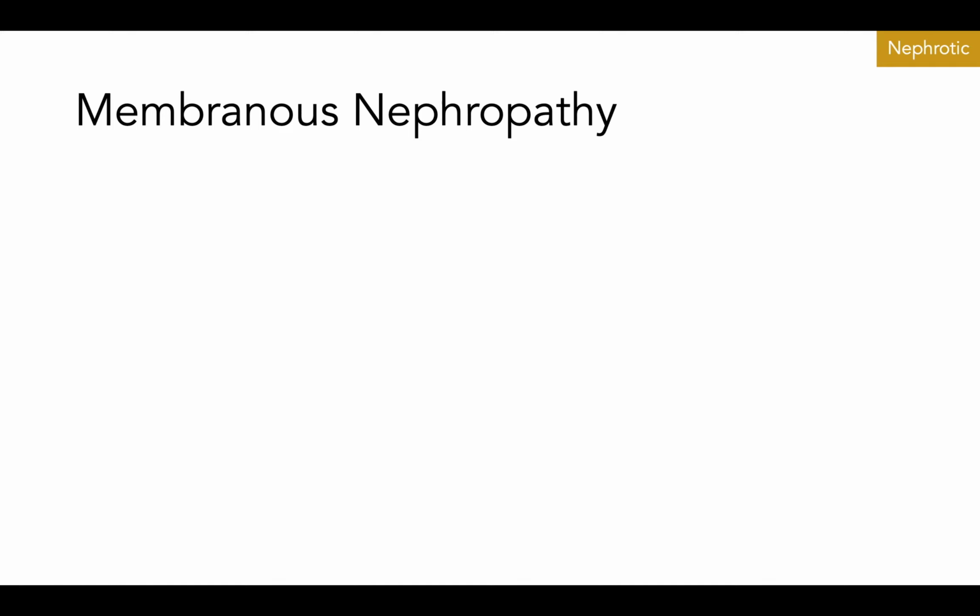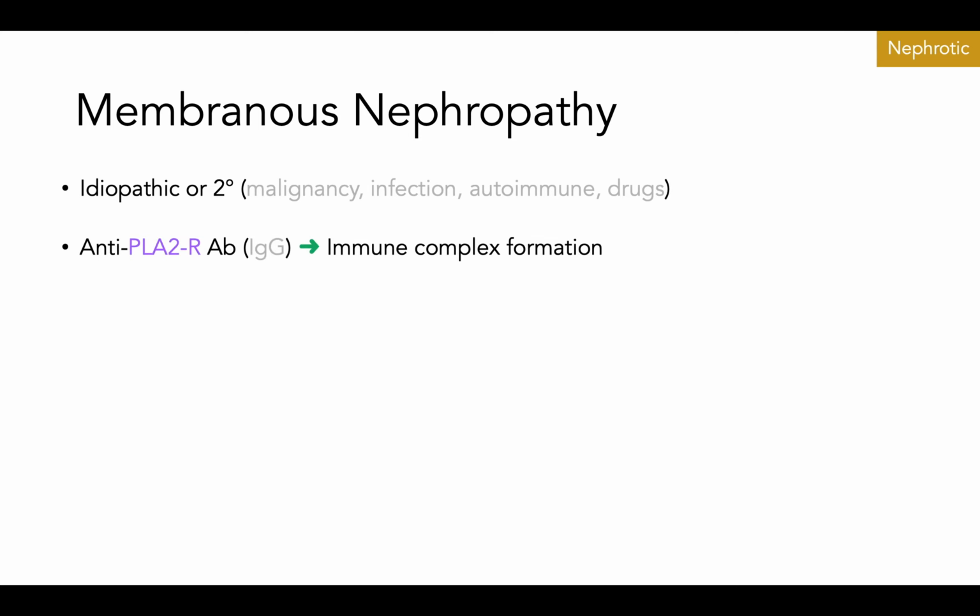The next cause we're going to talk about is membranous nephropathy. This one again can be idiopathic or secondary to a number of different conditions, and the key feature of membranous is the presence of an autoantibody against the phospholipase A2 receptor, sometimes called anti-PLA2R. Now, PLA2R is found throughout the subepithelial layer of the glomeruli, and so these IgG antibodies bind it there and cause an immune response. They cause immune complexes to form with complement, and that gives rise to deposits of both IgG antibody and C3 complement protein in the subepithelial layer.